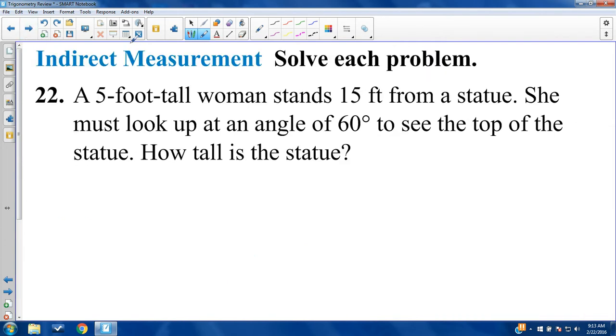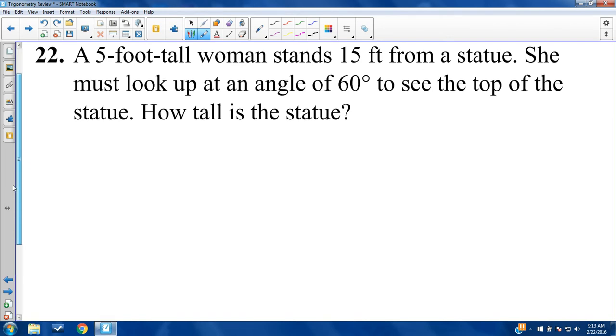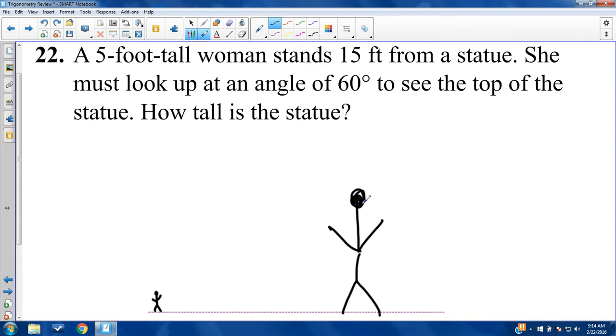Okay, 22. A 5-foot tall woman stands 15 feet from a statue. She must look up at an angle of 60 degrees to see the top of the statue. How tall is the statue? A statue might as well be the Statue of Liberty. Doesn't matter what it is. Here's your woman. She's kind of waving. Here's your statue. I'll just make the statue a bigger version of her. There you go. This is kind of scary to look at.